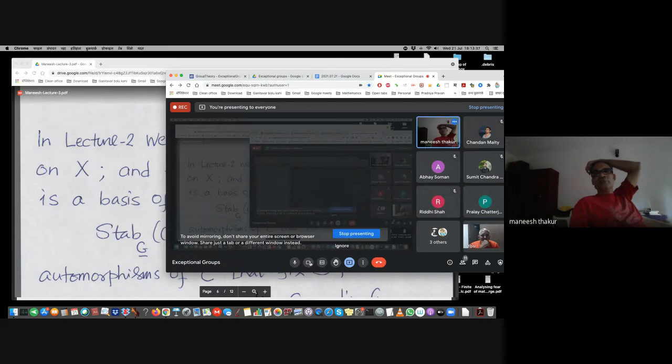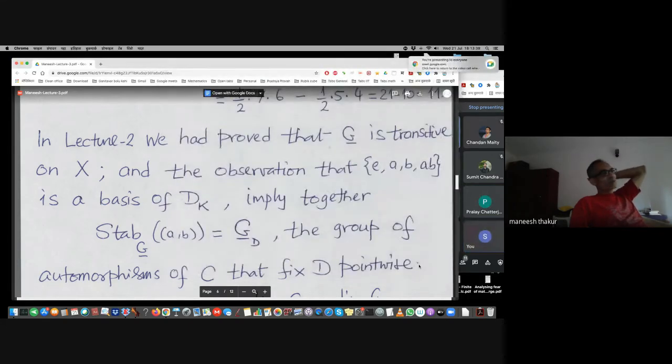Yeah. So the thing is, we proved this result that if you have two composition algebras C1 and C2 whose norm forms are similar, not even isometric, then actually you can construct an isomorphism between them. So using that result, this transitivity follows.